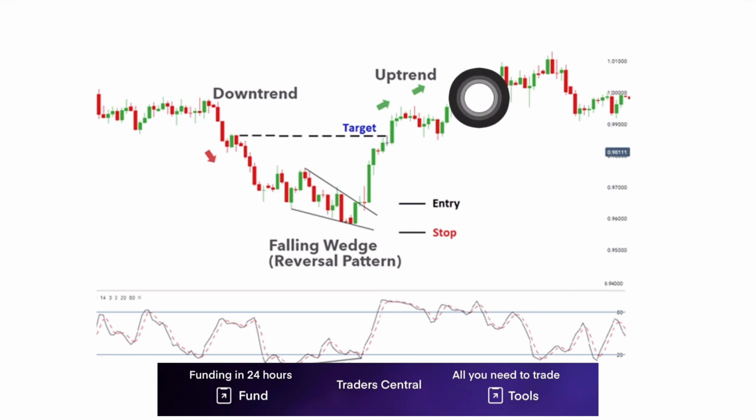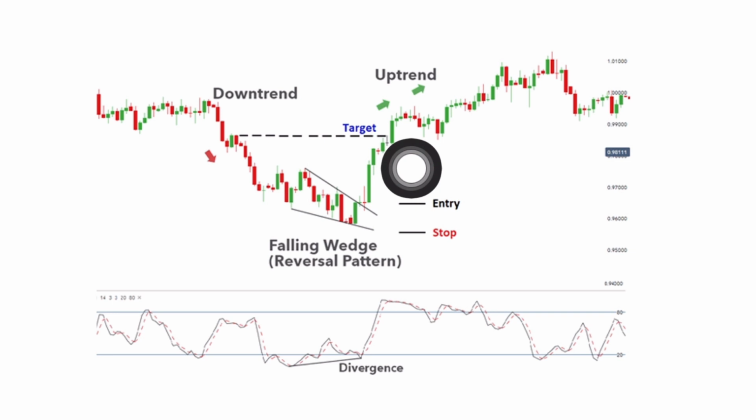So you set your target. As you can see, the market was here, so we set our target here. Then our stop loss: you don't want to risk so much, so you just risk, as you can see, where there's entry and stop, so you put your stop loss there. So that was our falling wedge.